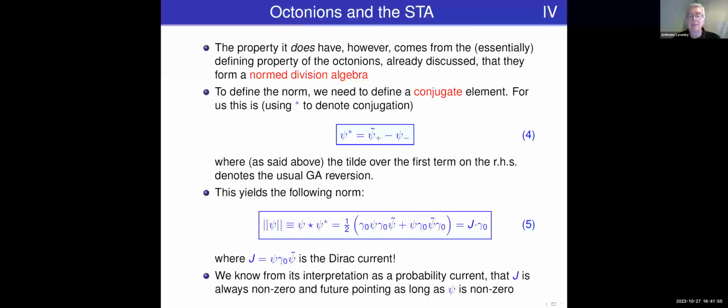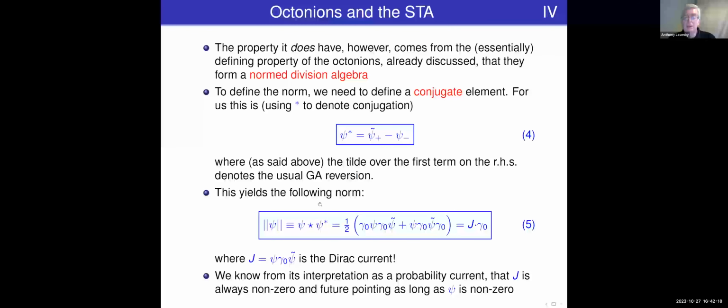And the property it does have, however, comes from the essentially defining property of the octonions, that they form a normed division algebra. So we need to define the norm, and for that we need to define a conjugate element. And for us, this is, I'm using star to denote conjugation, it's psi plus reverse minus psi minus. And the tilde over the first term indicates usual GA reversion.